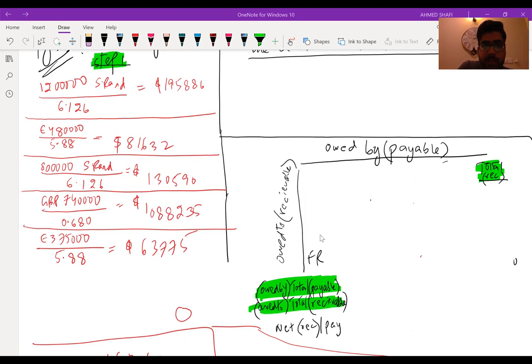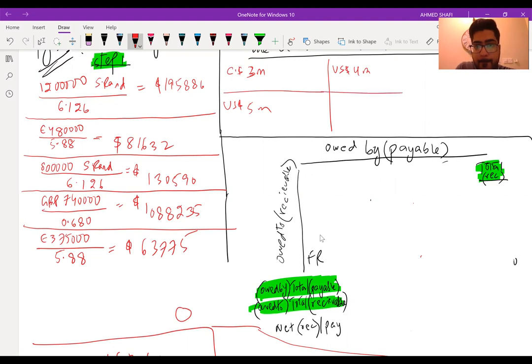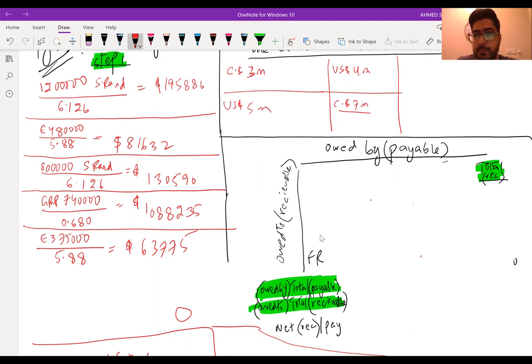So Canadian dollar, 3 million. Then US dollar, 5 million. US dollar, 4 million. Canadian dollar, 7 million. Canadian dollar, 2 million. US dollar, 6 million. Euro, 12 million. And finally, Canadian dollar, 5 million.